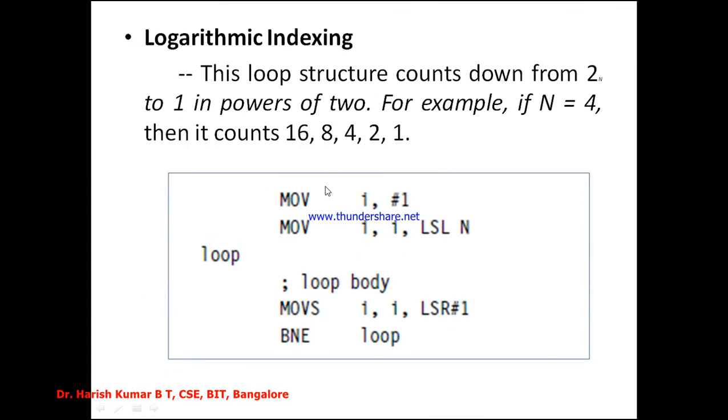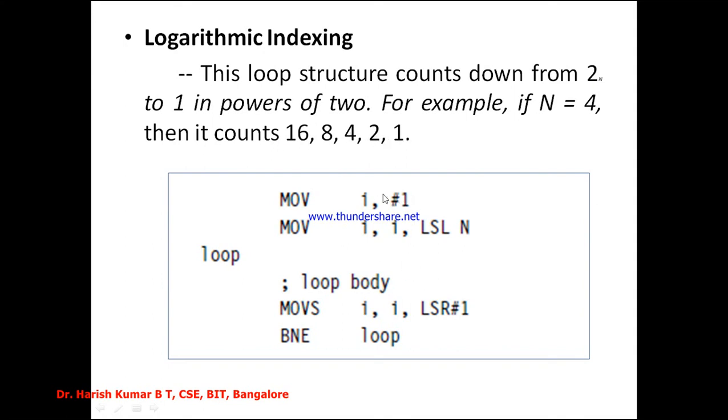This is also possible, and logarithmic loops are also possible. Here, n is equal to 4, counting down from 2 to the power n to 1 in powers of 2. Say n is equal to 4, then 2 raised to 4 is 16, and it will go till 1. If n is equal to 5, then 32 to 1: it will come 32, 16, 8, 4, 2, 1, like this.